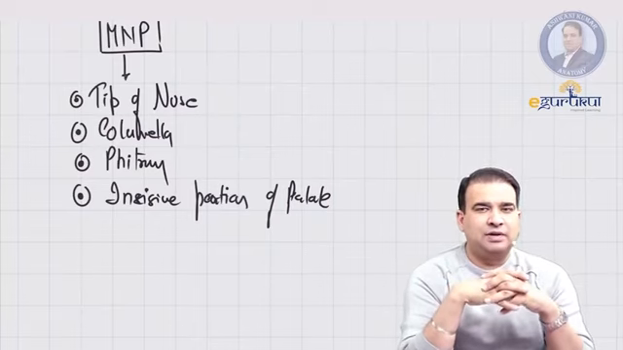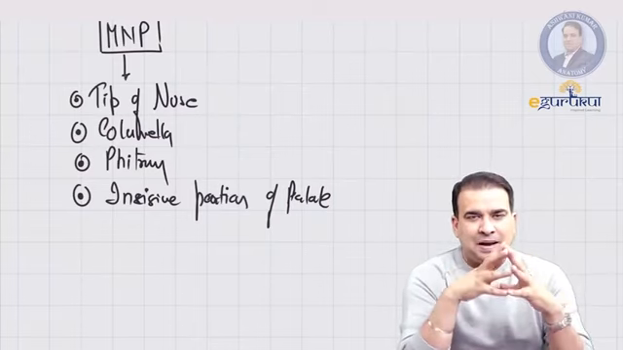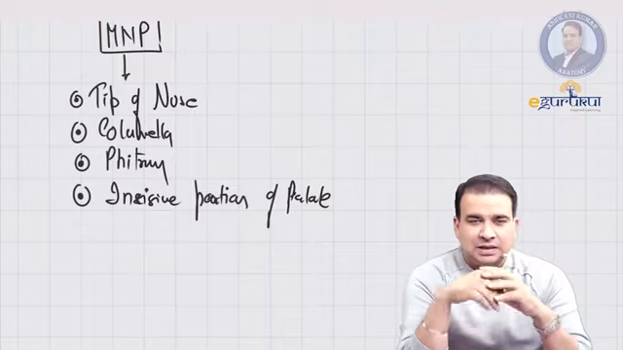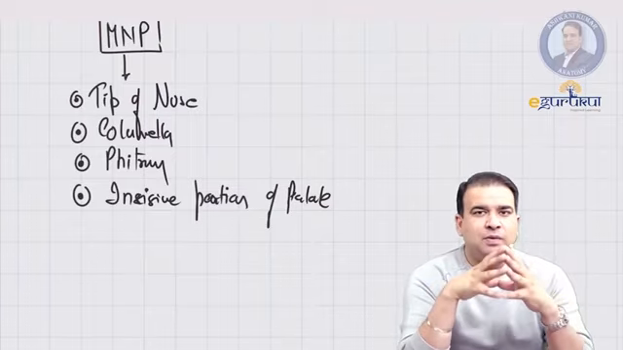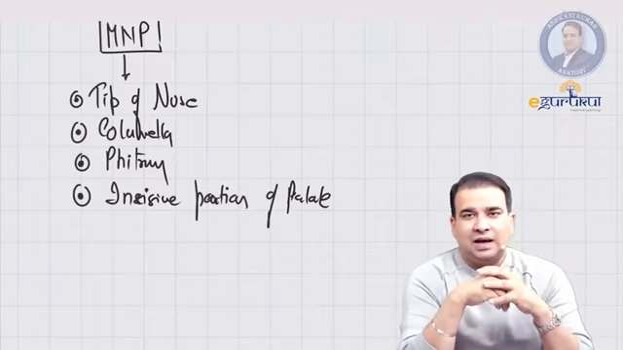So this is about the development of the face and palate. In the next, the third and last section of this HNF development, we will talk about the development of the tongue and the thyroid gland also.